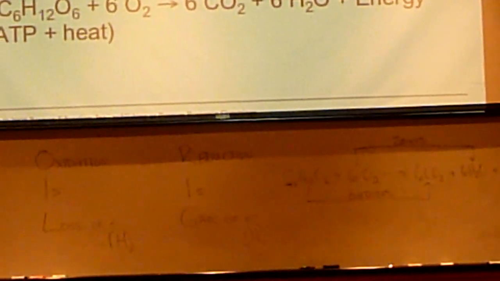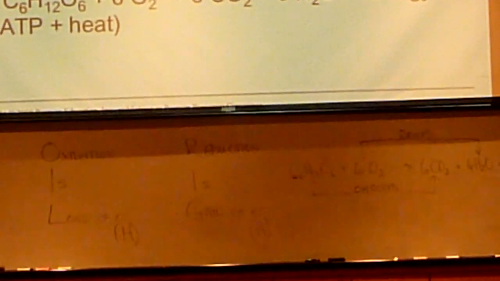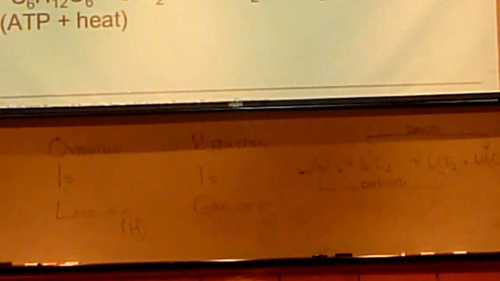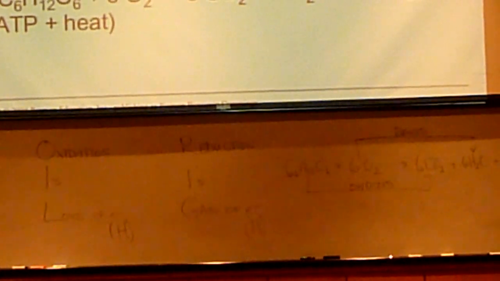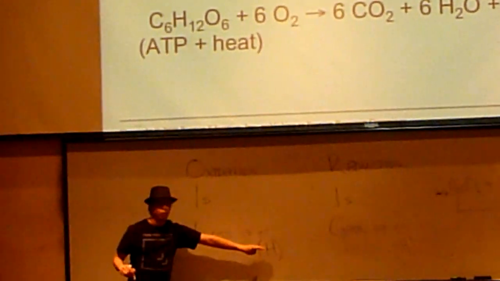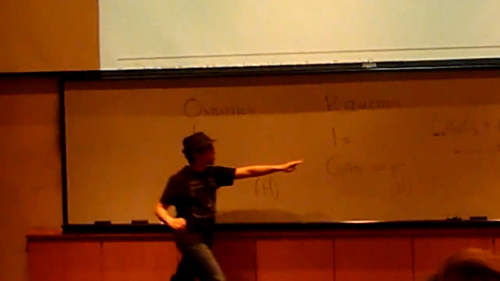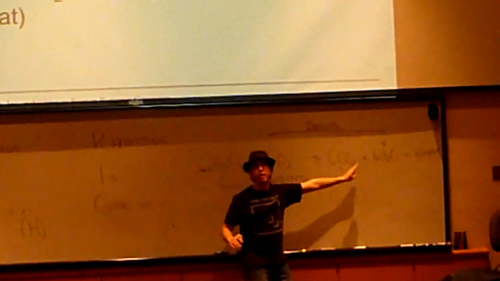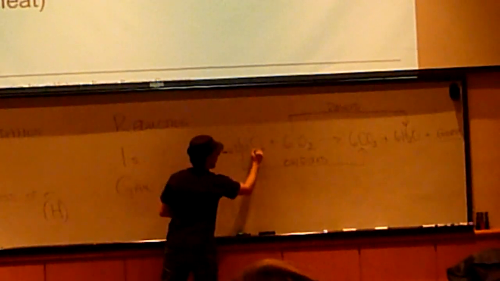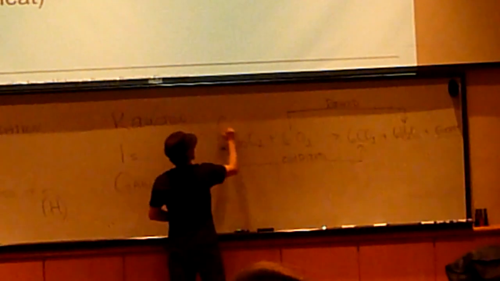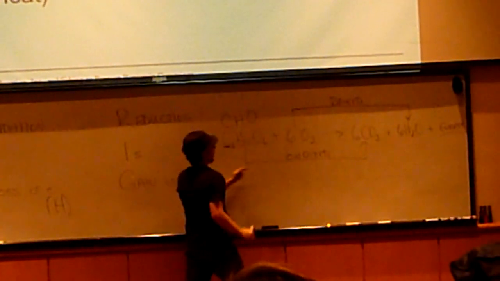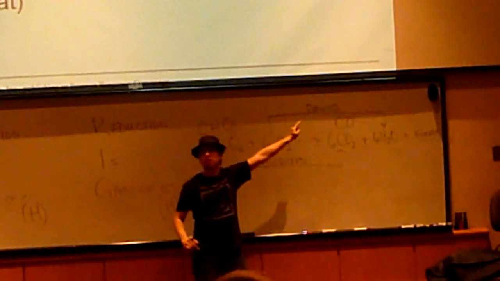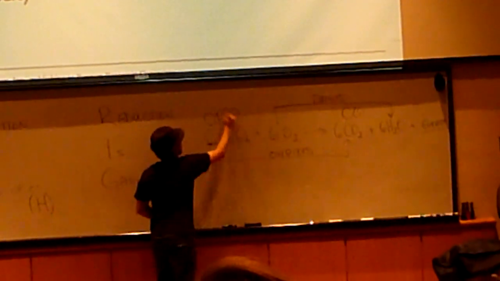Now, to answer your question further, Allison, the reason why glucose is being oxidized is because it is losing electrons or hydrogen atoms throughout the course of this reaction. Notice it has carbon, hydrogen, and oxygen initially. Over here, it only has carbon and oxygen. It lost those hydrogens.